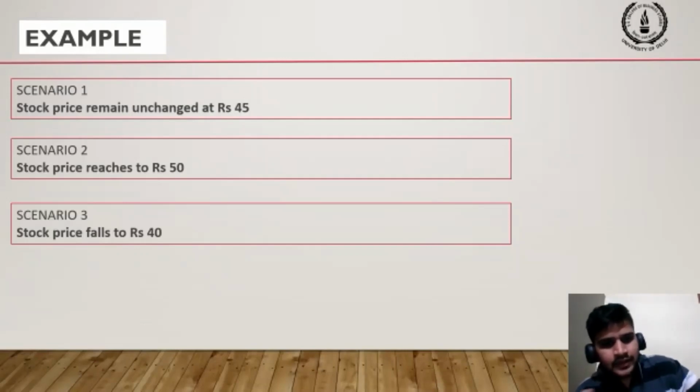Second scenario would be when the stock price reaches rupees 50. So only the July 40 call expires in the money with rupees 1000 in intrinsic value. So the box is still worth rupees 1000 at expiration.